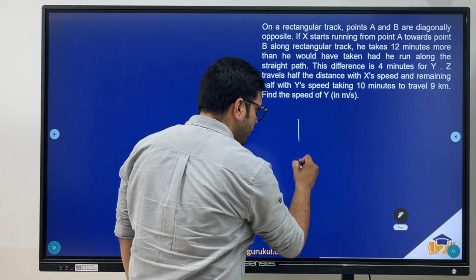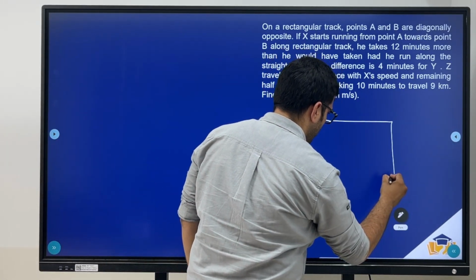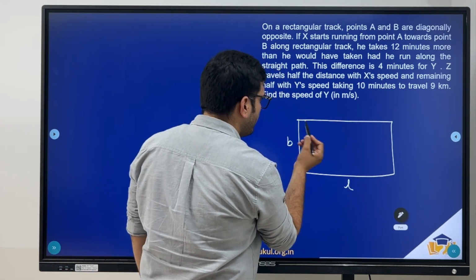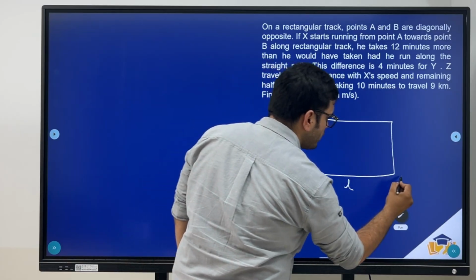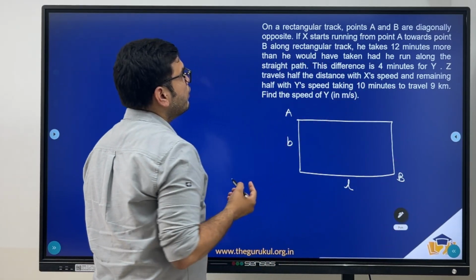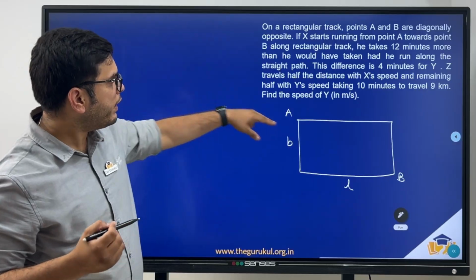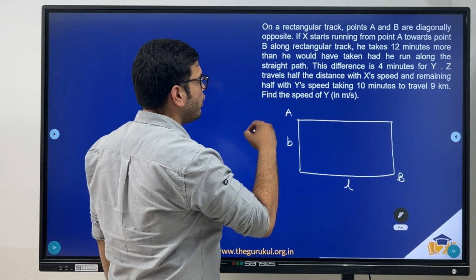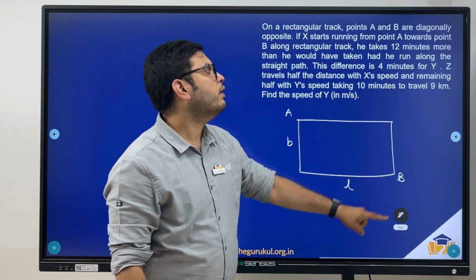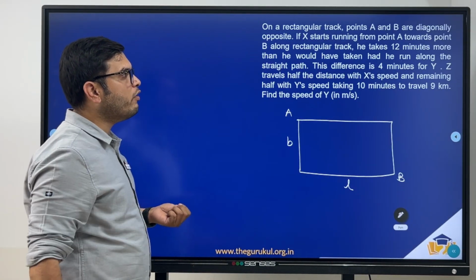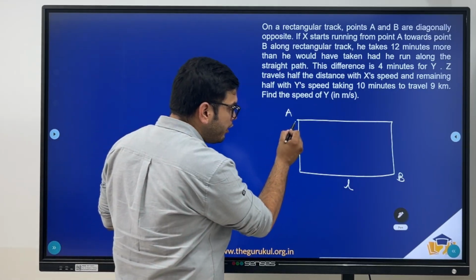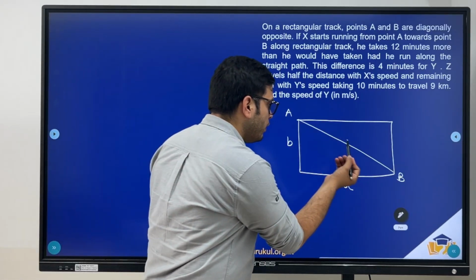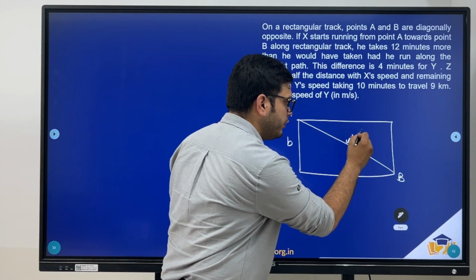Right, so we have a rectangular track here. Let the breadth be B, let the length be L. So this is point A, this is point B. Now on a rectangular track, points A and B are diagonally opposite. If X starts running from point A towards point B along the rectangular track, he takes 12 minutes more than he would have taken had he run along the straight path. The straight path is nothing but the line joining A and B. Now let this be D, the diagonal.